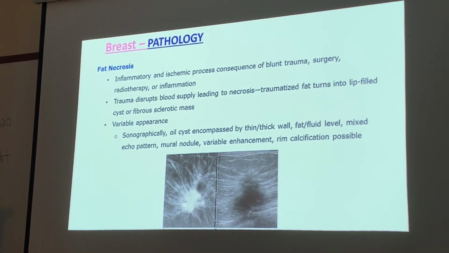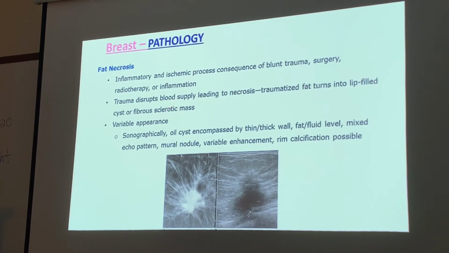Of course, that's what necrosis is, meaning that the tissue is dying, correct? Not getting the blood supply and the oxygen it needs. Traumatized fat turns into a lipid-filled cyst or fibrous sclerotic mass. It has a variable appearance sonographically. Oil cyst encompassed by thick or thin wall. Fat-fluid level, mixed echo pattern, mural nodule, variable enhancement, rim calcification possible.